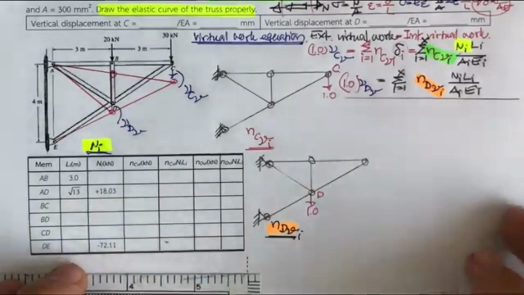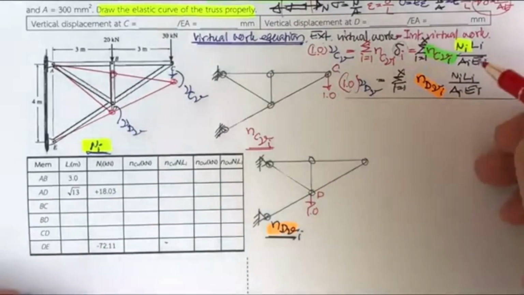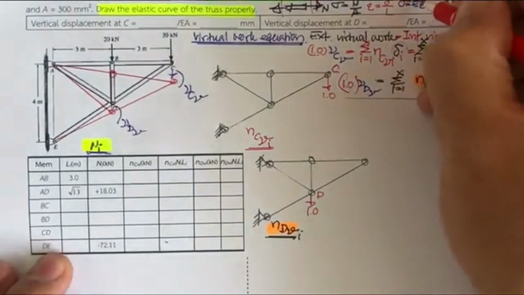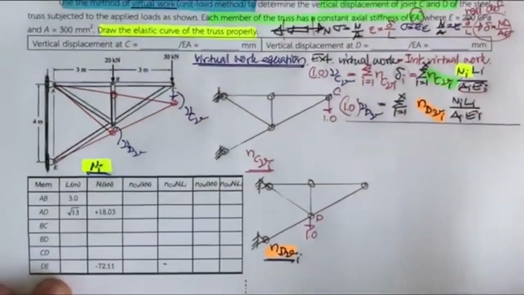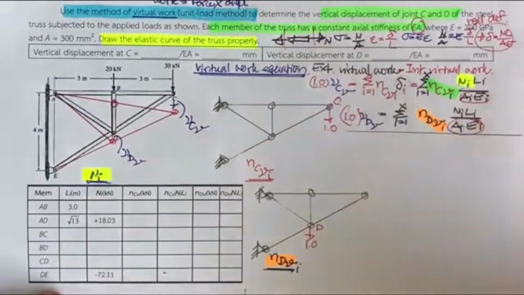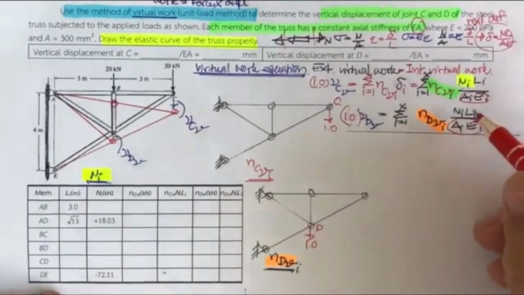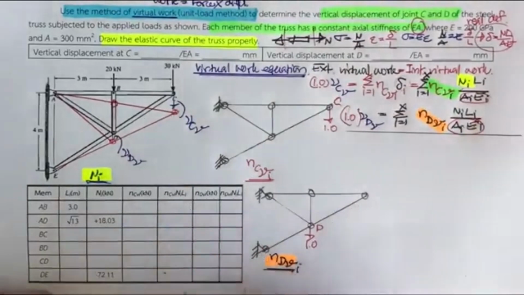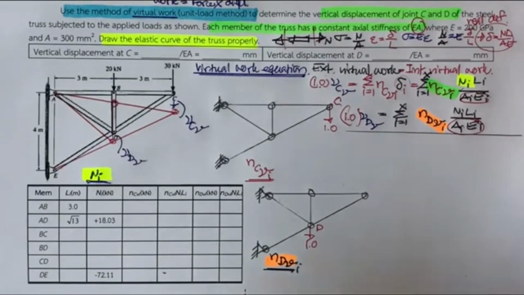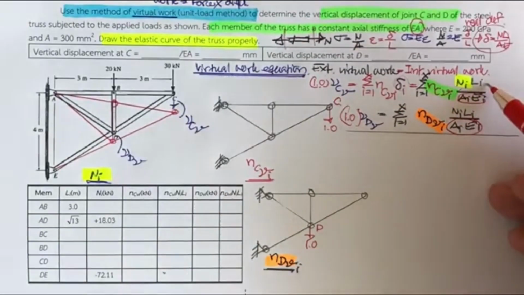Because we go further, we also need to determine the AE, which is a constant. Don't worry about this, they're giving us the AE. Since the AE is constant, we may neglect it in this calculation, and then we will put AE in later in our calculation. And the L is changed.